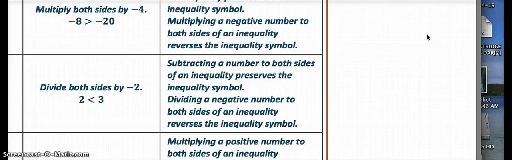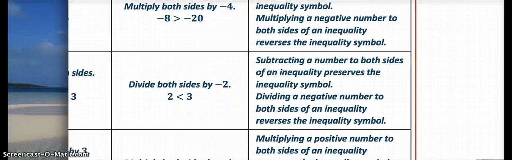Subtracting a number to both sides of an inequality preserves the inequality. Dividing by a negative number on both sides of an inequality reverses the inequality.